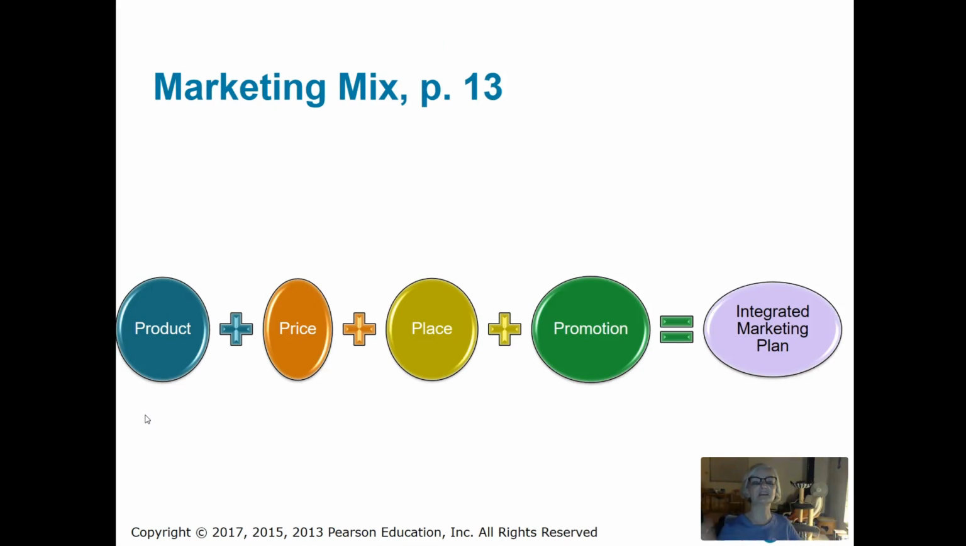Page 13, these are the 4 P's. Yes, definitely, you need to know those. That's why they're in our student learning outcome for this week. So we have the product, the thing or the service. We have to set a price. Okay, and there are strategies for that. We have to figure out where we're going to sell it. And then we have to advertise it. We have to promote it. And all those things together create the integrated marketing plan. Heads up, you will design one of those throughout this class.